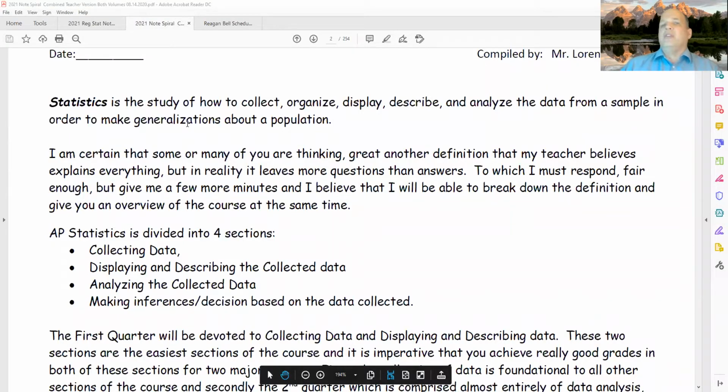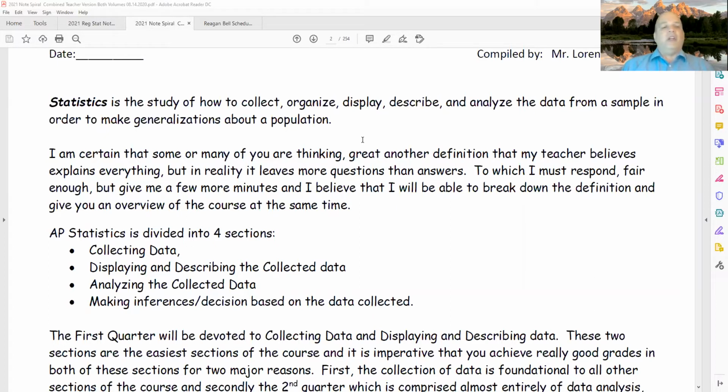So first off, on pages 1 through 3 of your note spiral, we provide a definition for statistics, and I'm going to go ahead and share my screen so that you can see that. At least I hope that's what's going to happen. So we go to share. When I share the screen, we see at the top of this page, and I believe this is page 2: statistics is the study of how to collect, organize, display, describe, and analyze data from a sample in order to make generalizations about a population. That's a whole lot in there, all right? We are going to break this down really briefly.